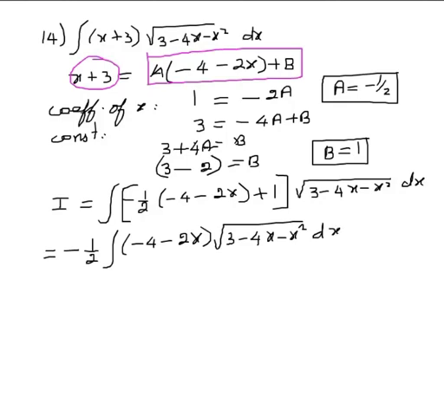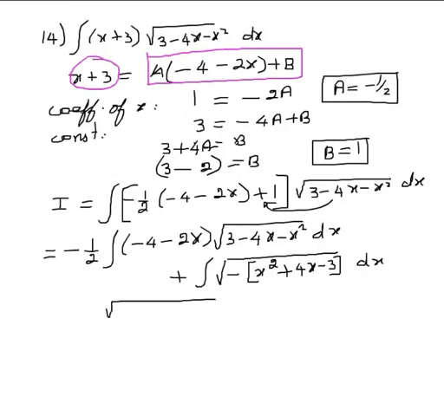This is the first term. And the second term is 1 into this integral root of, I am taking minus sign outside the expression, but should not be taken outside the square root sign. I have to use completion of squares method for the second integral. Now the first integral has to be done by substituting the root term as t, square both sides, and differentiate both sides.